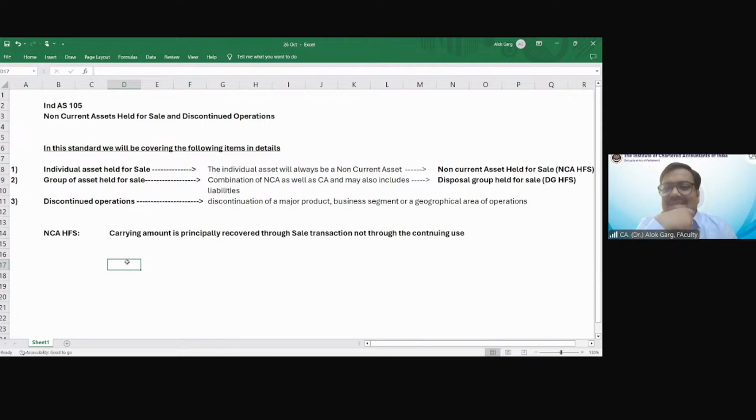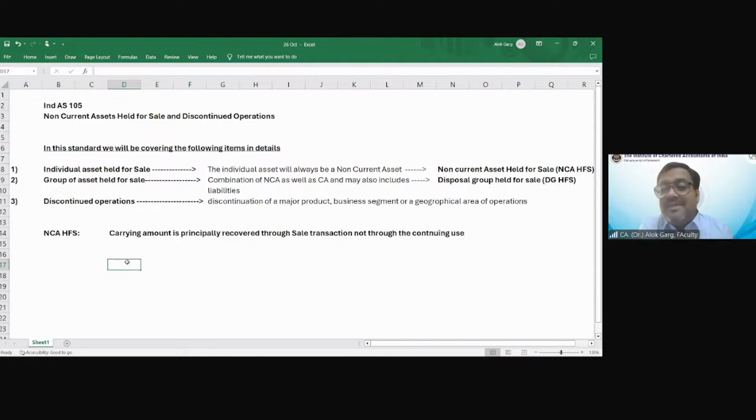But if an asset or a group of assets is held for sale, is the purpose to use it in the business? No. अगर पर्पस बिजनेस में यूज करने का ही होता तो वो तो पीपी था ना, फिर 105 क्यों चाहिए था? Why was 105 required? If the purpose was to receive the future economic benefit from the use in the business, then the PP standard was there. Then the intangible asset standard was there. The investment property standard was there. Correct? Then why Ind AS 105?